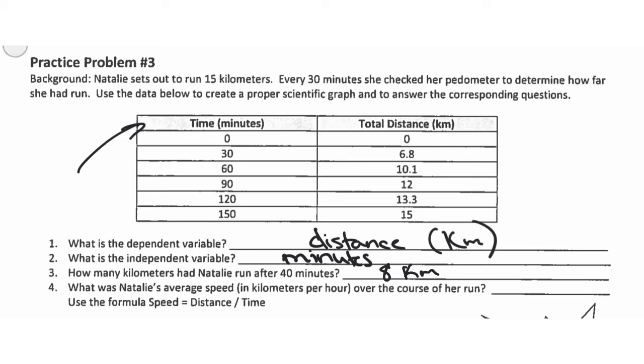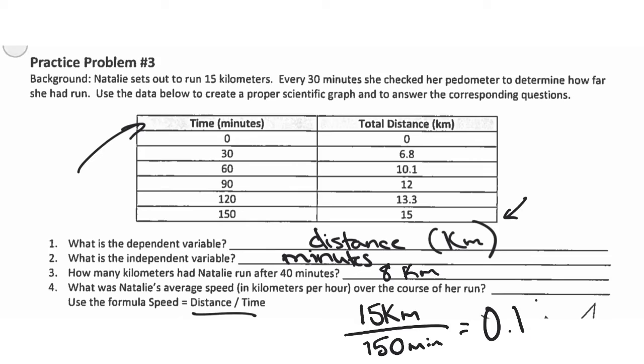What was Natalie's average speed over the course of her run? Use the formula, speed is distance divided by time. Okay, over her entire run. So she ran 15 kilometers in 150 minutes. If we divide that, you'll get 1/10 of a kilometer per minute, which doesn't seem like a lot, but that's a unit rate right there that we've been working on in class as well.